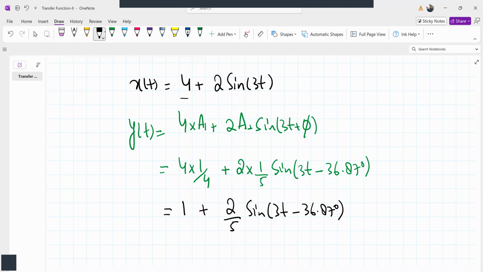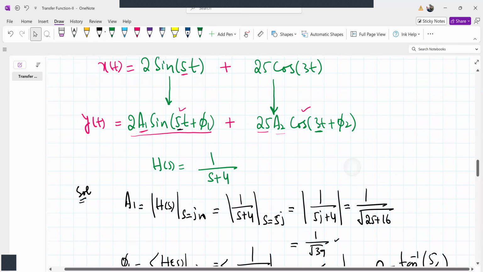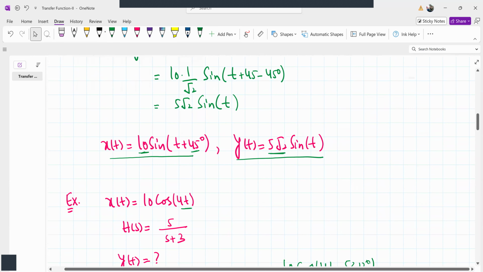So the input is this, and the corresponding output is this, using the transfer function. In all these examples, the transfer function was given. Sometimes you may have to determine the transfer function and proceed with this procedure. Very simple. We have named the input generally as x of t and y of t. These may be current sources or voltage sources, depending upon the network, and accordingly the result y of t may represent current or voltage in the network. Very simple approach if you know how to determine the transfer function of a network. So let me end this session here.